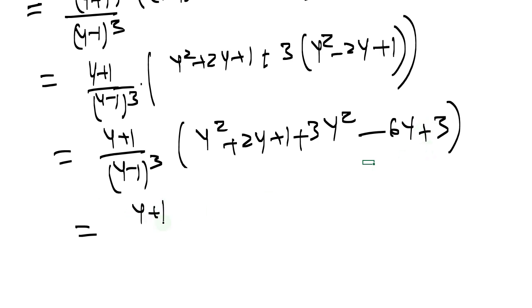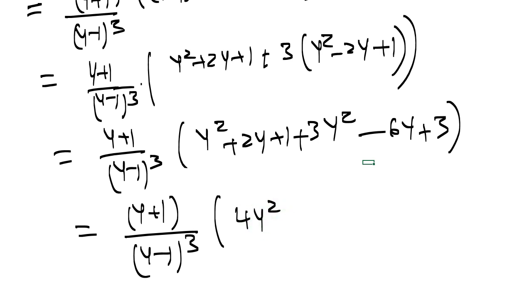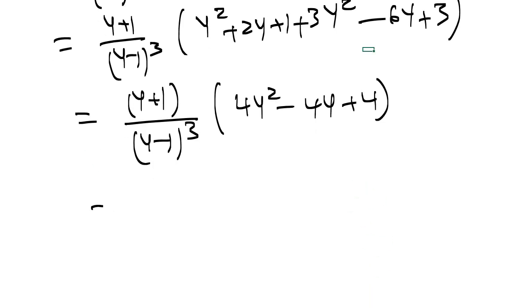So this is (y plus 1) over (y minus 1) to the 3, which multiplies, then this is going to be 4y squared minus 4y, and then plus 4. So we have then (y plus 1) over (y minus 1) to the 3, and then this one here.